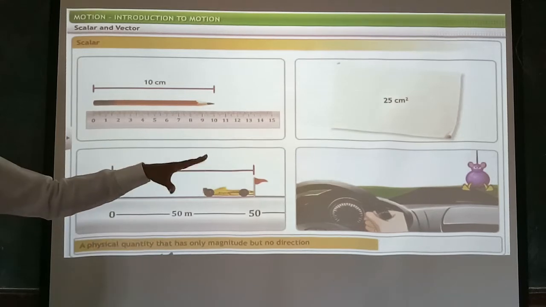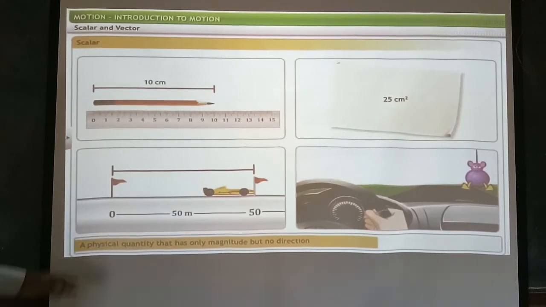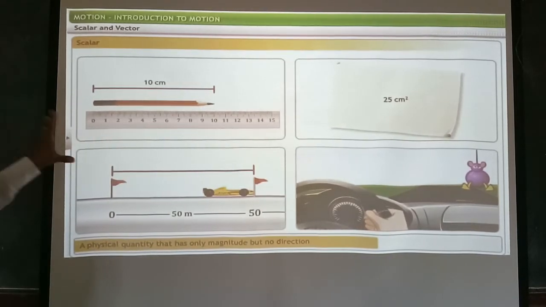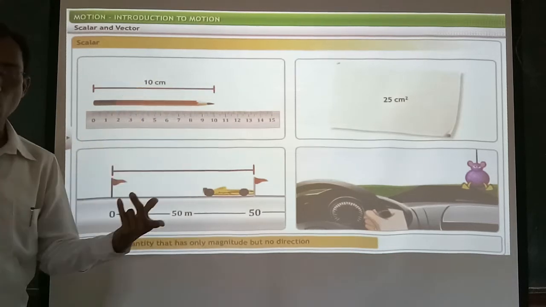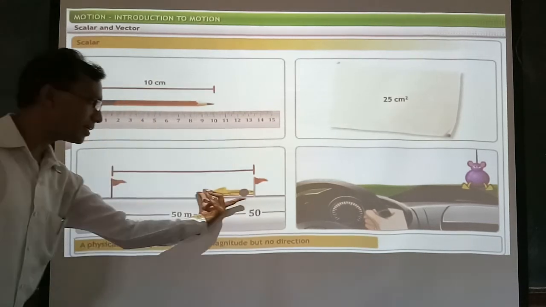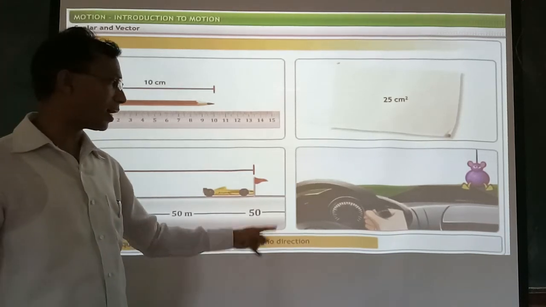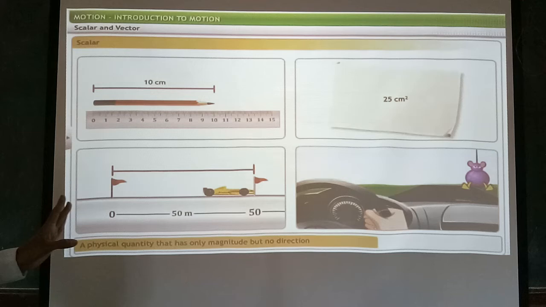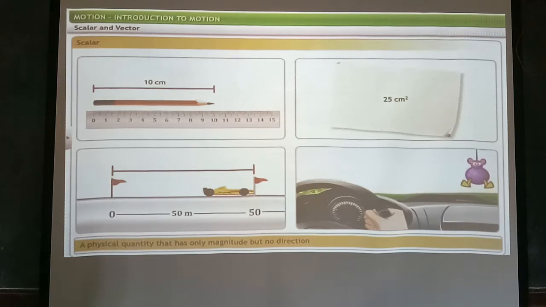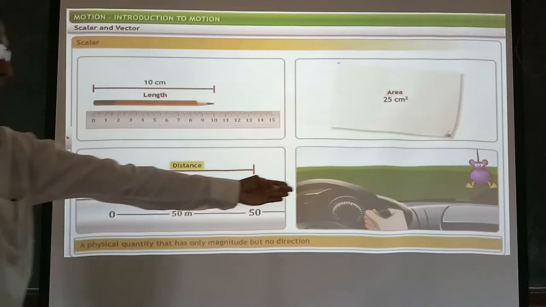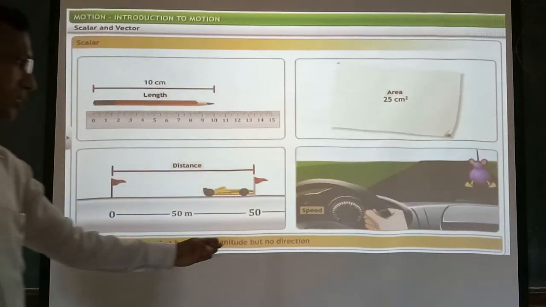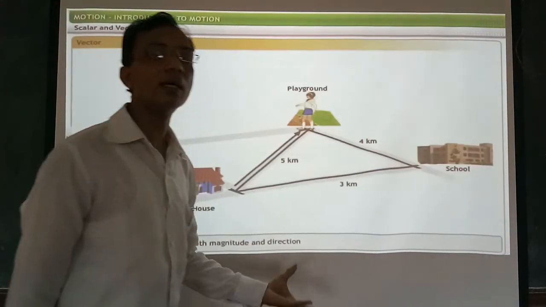Here area is also a physical quantity, and length is a physical quantity. Distance is a physical quantity. A physical quantity that has only magnitude but no direction is known as a scalar quantity. So speed is also a scalar quantity, and area is also a scalar quantity.